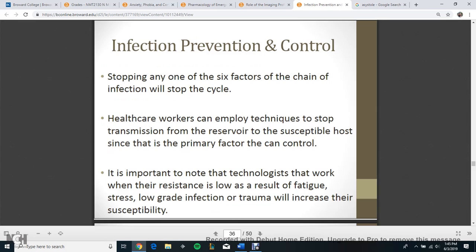Infection prevention and control. Stopping any one of the 6 factors of the chain of infection will stop the cycle. Healthcare workers can employ techniques to stop transmission from the reservoir to the susceptible host, since that is the primary factor that can be controlled. It is important to note that technologists who work when their resistance is low as a result of fatigue, stress, low-grade infection, or trauma will increase their susceptibility.